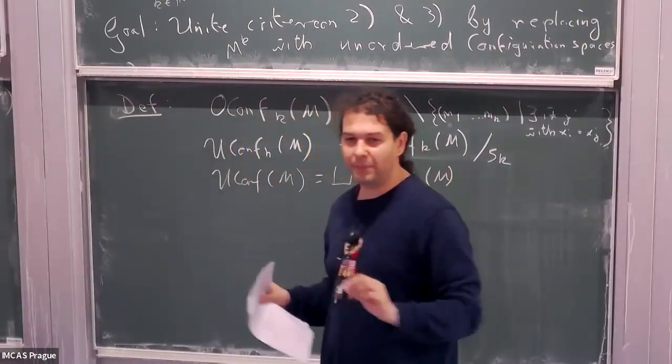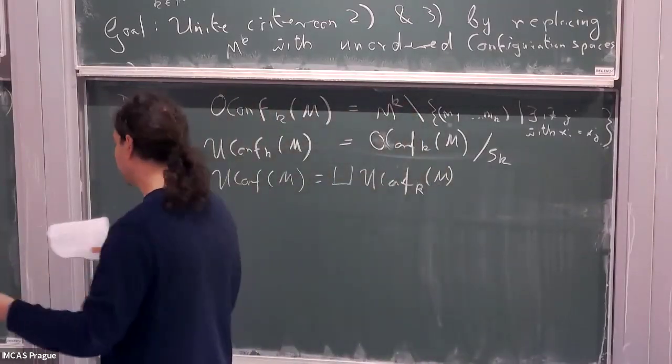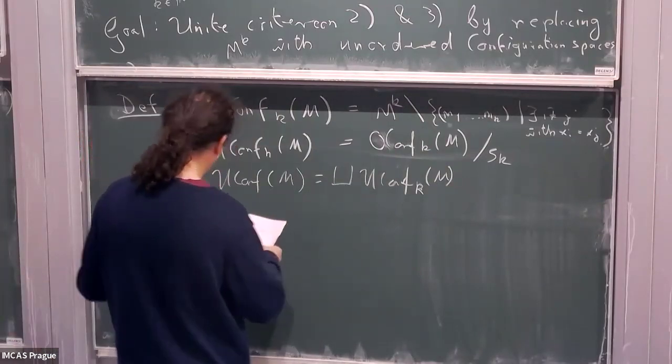Maybe I'll just give a few examples of configuration spaces, even if just to note that they can be complicated, even if the departing space is easy. So, okay.